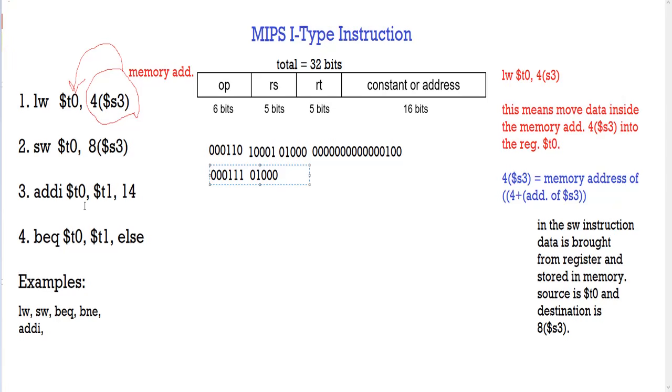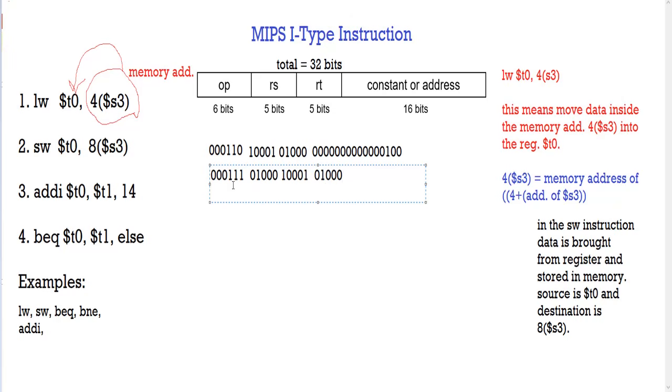Next, we have 8 and S3. So our destination here is going to be S3. So S3 is register 19, 1, 0, 0, 0, 1. And then we have our constant, which is 8, which simplifies things for us. So 0, 1, 0, 0, 0.